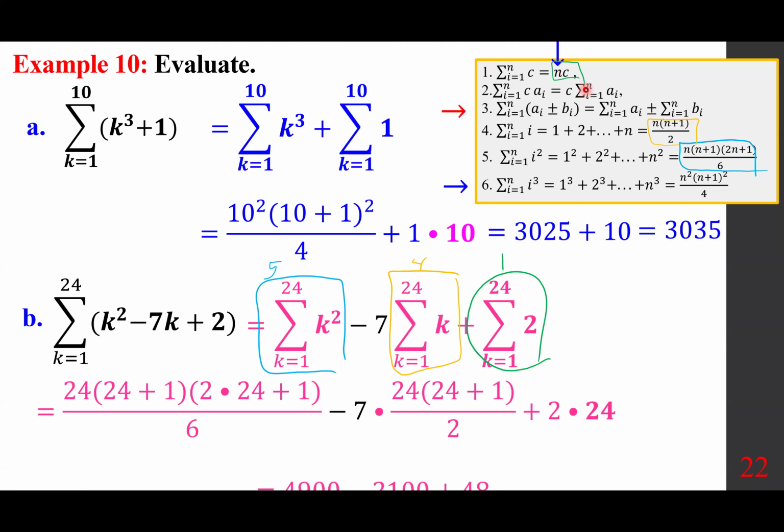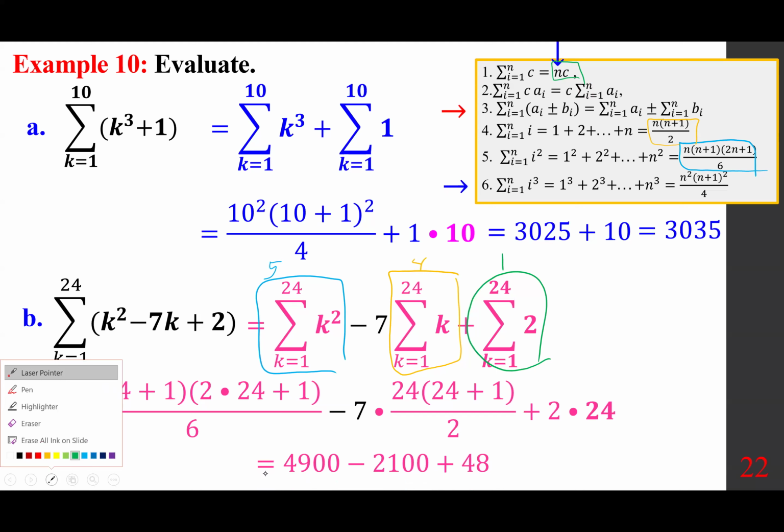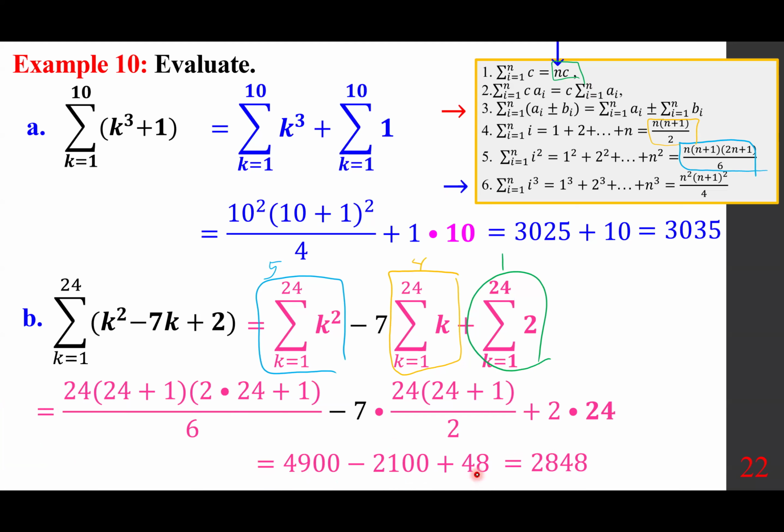You put them into a calculator. The first one becomes 4,900. This becomes negative 2,100. This becomes 48. They add up to 2,848.